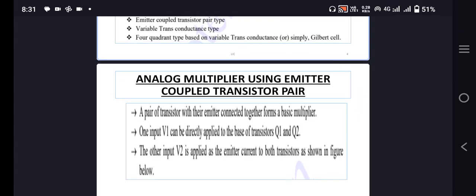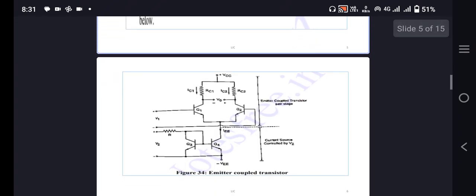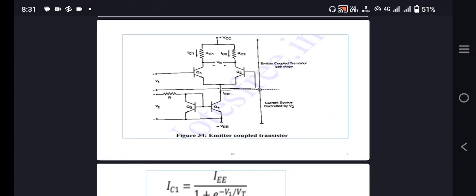Analog multiplier using emitter coupled transistor pair. A pair of transistors with their emitters connected together provides a basic multiplier. One input V1 can be directly applied to the base of the transistors Q1 and Q2. The other input IC is applied to the emitter current of both transistors as shown in the figure. This diagram represents the emitter coupled transistor pair.